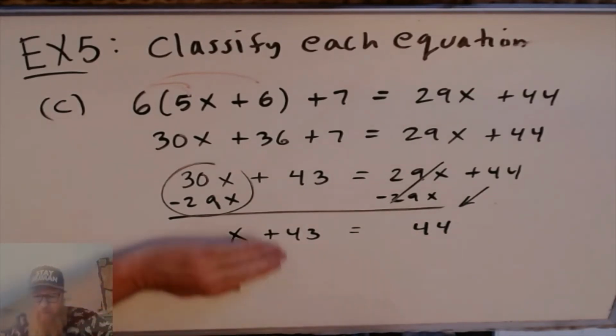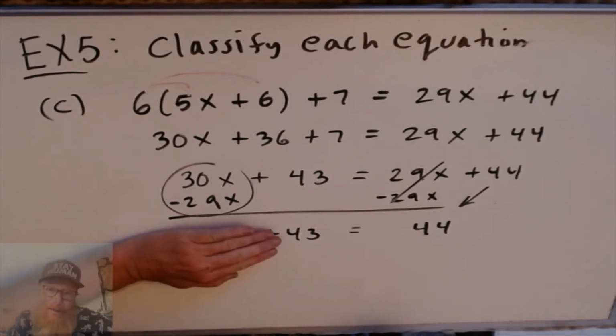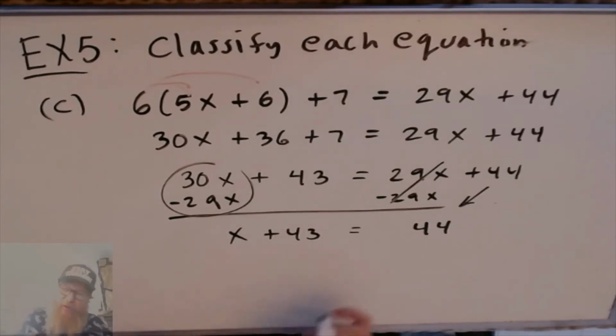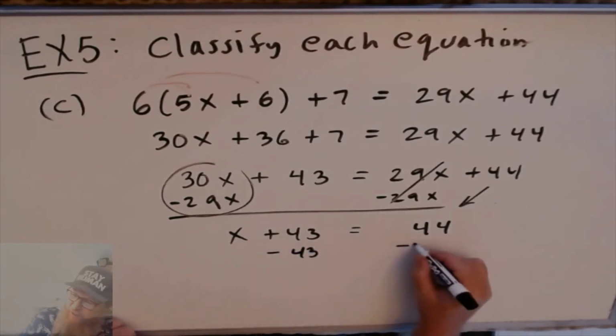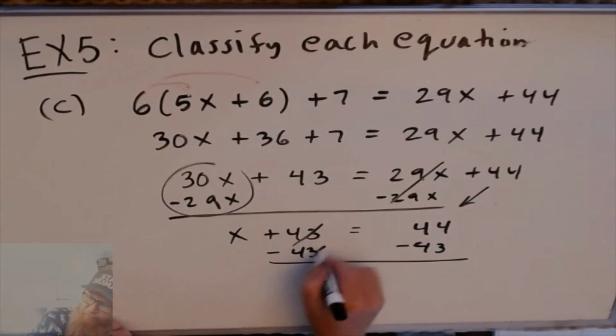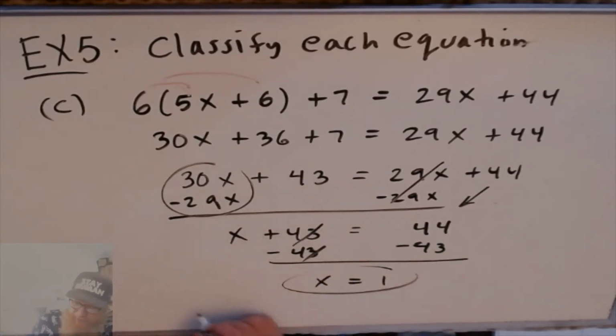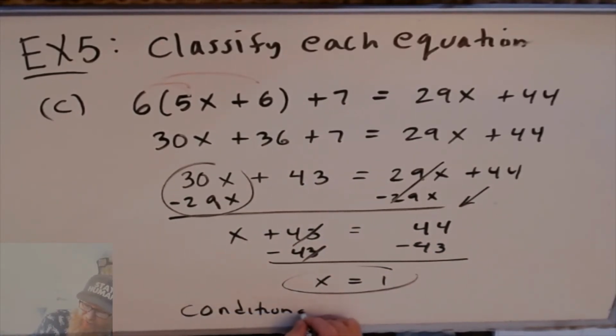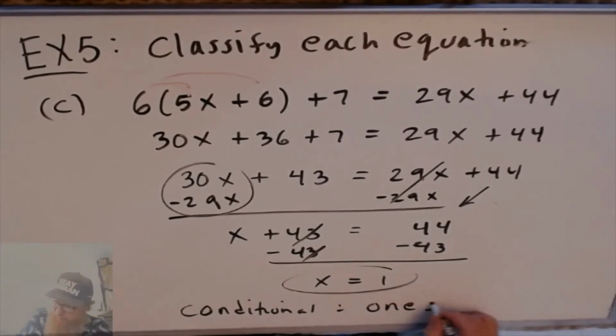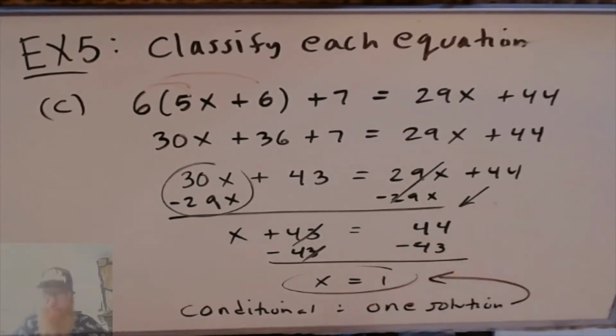If there was no x, then it would be a contradiction, but we have an x, so this is going to be conditional. Might as well go ahead and finish it. x is equal to 1, so this is conditional. There is one solution. It happens to be the number 1, but any number, x equals 5, x equals 12, even x equals 0, is still considered one solution. So, off we go.